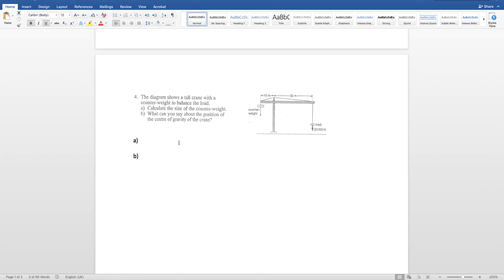Question 4. We have a tall crane. Calculate the size of the counterweight. Well, we have 20,000 times 30. And that's going to equal the counterweight, call it W, times 10. So 20,000 times 30, well, that's 600,000 divided by 10 is 60,000.